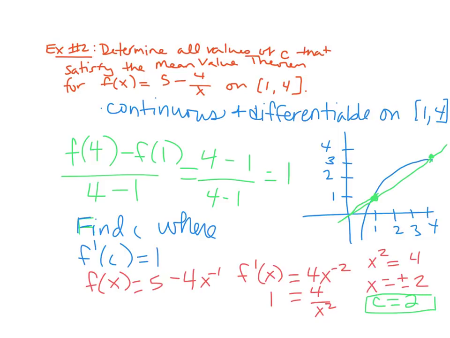And just in case you want to see that on the graph, you can take a look at 2. What you're going to find is actually at 2, 3. It might not look like it. And if you were to draw the tangent line of that, it should have the same slope as the line that you just drew, which is the secant line. And for these problems, they only want you to find c. You don't need to do anything else. And this is the most common mean value theorem problem you're going to get, is just to find c.